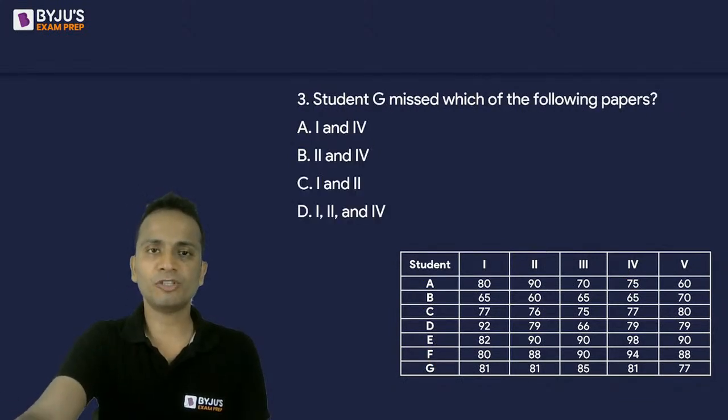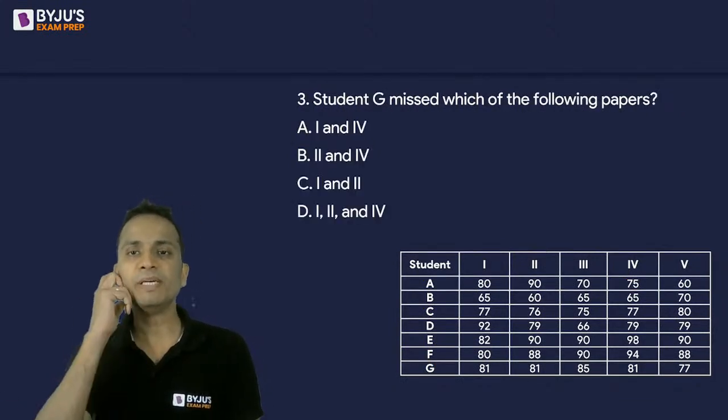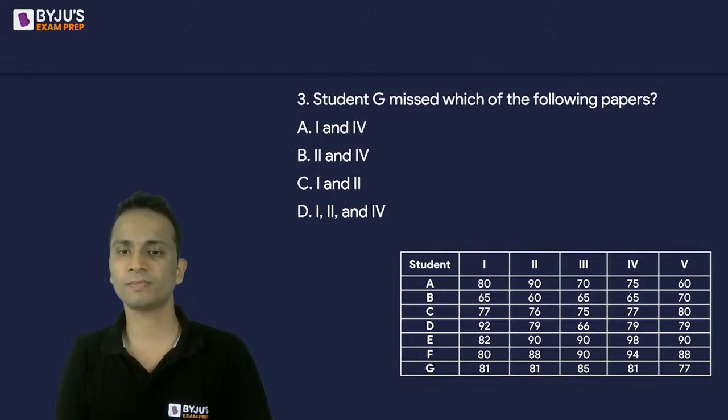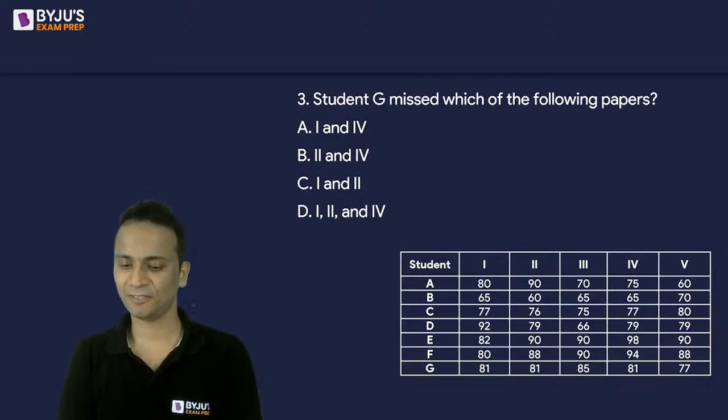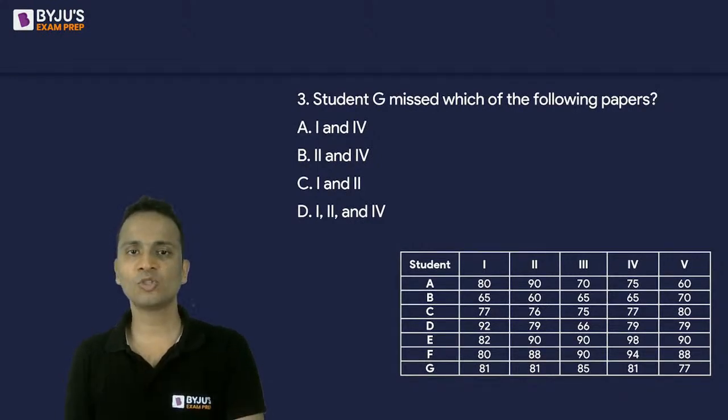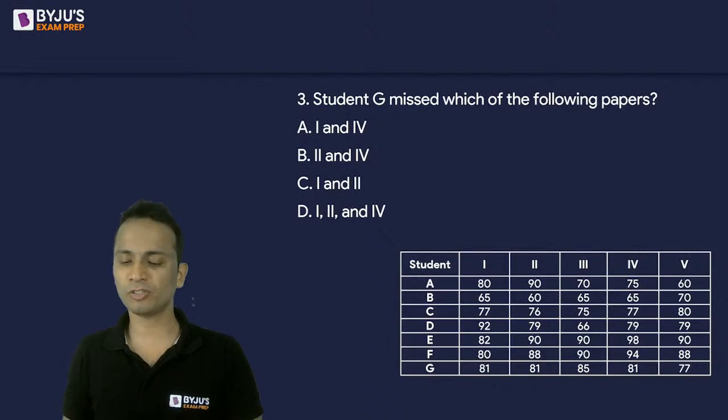Next question, question number 3. Student G missed which of the following papers? It's easy. Student G missed which of the following papers? Write your answer in terms of option A, B, C, or D.